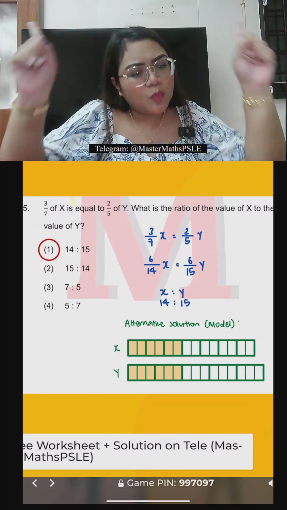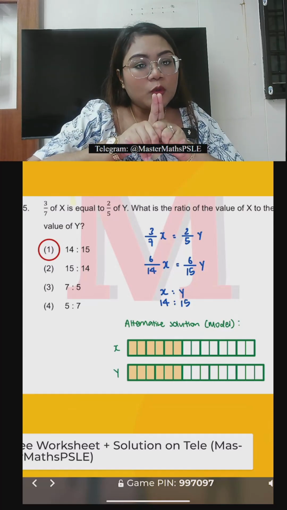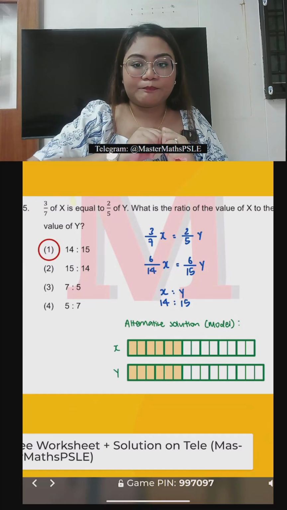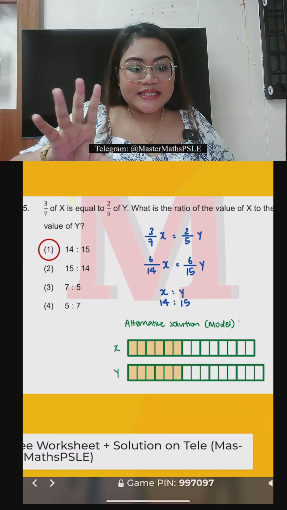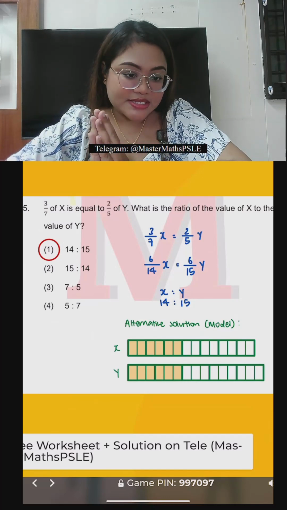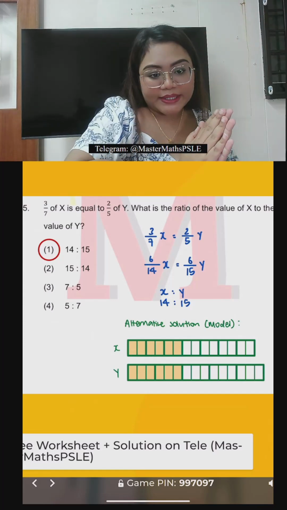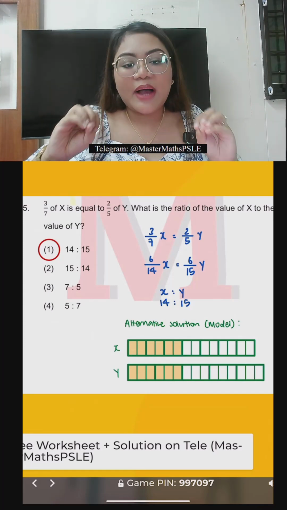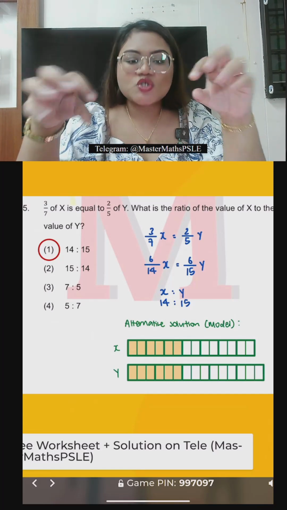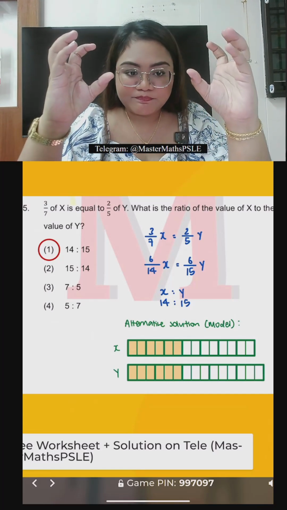Let me repeat one more time. For those of you who are still unsure, let me repeat one more time. The question says parts of x is the same as parts of y. So in a fraction, the part is the numerator. So we make the numerators the same. Okay?